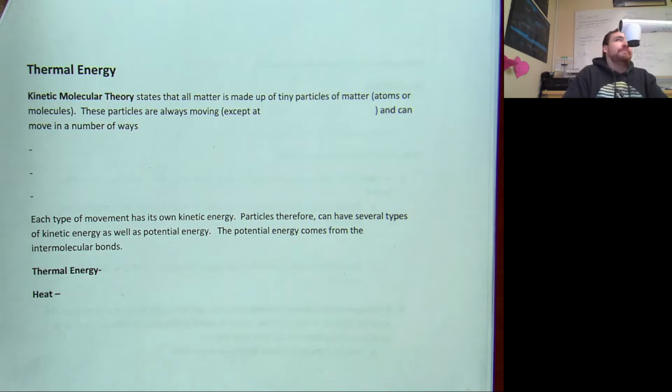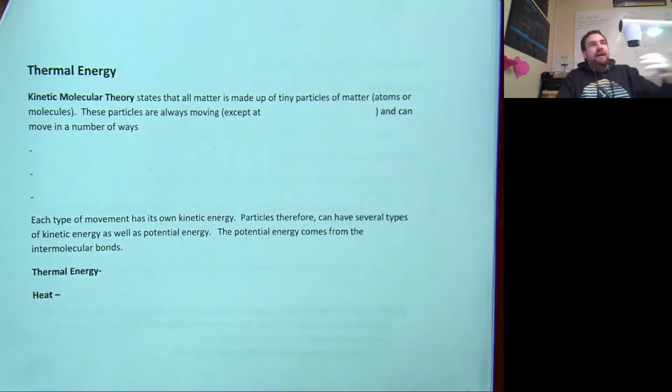Once upon a time, whether it was grade 8 or grade 9, it used to be part of grade 9, you would have been introduced to the kinetic molecular theory. Hands up if those words in that order is something you've heard of before. Kinetic molecular theory. Cool. Well enough that you can explain it.